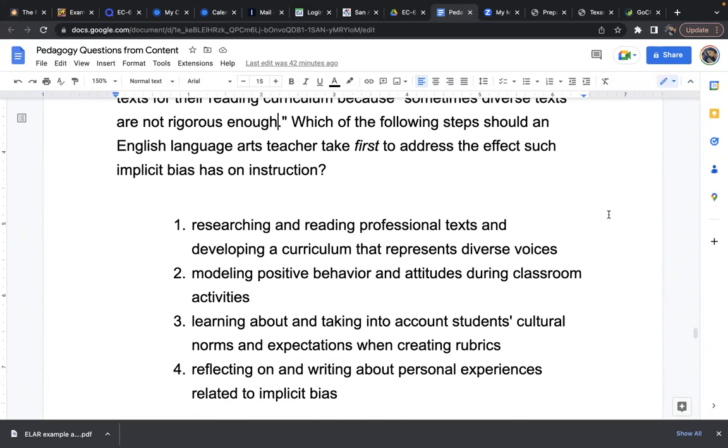Okay, so what about will learning about and taking into account students' cultural norms and expectations when creating rubrics help with creating more diverse texts, with more diverse curriculum? Will that help us change the text that we have in the classroom? I don't think it's important. It's talking about rubrics, so it's talking about assessment. A rubric is an assessment that we use to gauge expectations. So I would say 3 is wrong. It will not do what we need to have done.